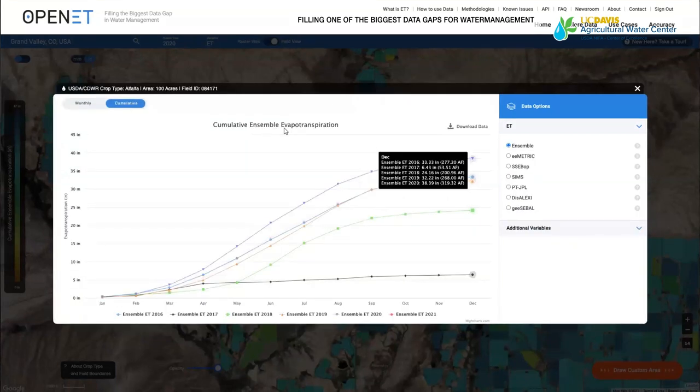And then even more impactful is this particular visual. You can look at the cumulative lines as well. So each of these lines represents a different year, right? And ET throughout the year. And at the end of the year, you can mouse over each of those dots there and see what the actual difference was in evapotranspiration from one year to the next, right?